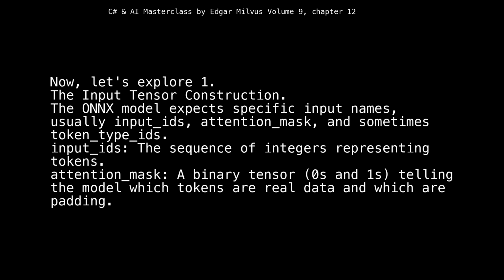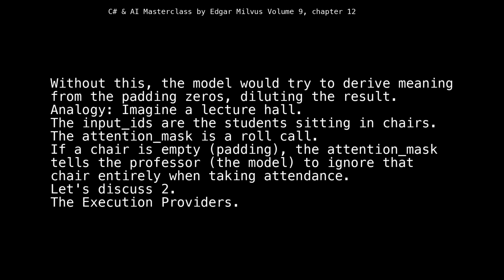Now, let's explore 1. The input tensor construction. The ONNX model expects specific input names, usually input_ids, attention_mask, and sometimes token_type_ids. Input_ids: the sequence of integers representing tokens. Attention_mask: a binary tensor, zeros and ones, telling the model which tokens are real data and which are padding. Without this, the model would try to derive meaning from the padding zeros, diluting the result.